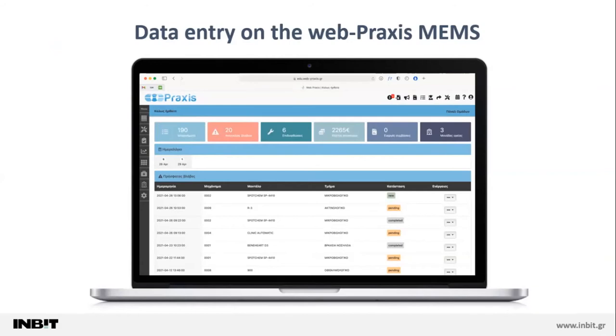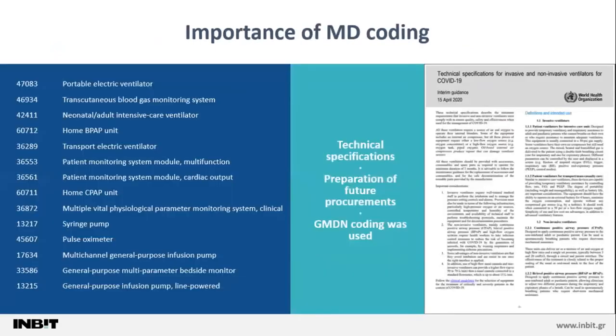And although this integration is not a prerequisite for the existence of an inventory, it is the only way to unlock its full potential. And speaking of data entry, one of its most challenging and time-consuming parts was that of categorizing the devices into medical device groups. For this reason, we used the GMDN nomenclature system, with some examples shown here on the left.